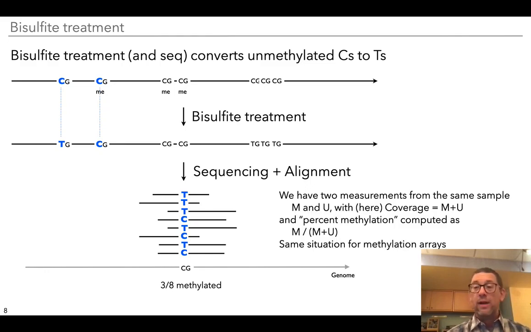Note here that we have two measurements from the same sample. We can call them M and U, and here you can think of the total as coverage. This is the number 8, and M is the number 3. And we end up with percent methylation by forming a ratio of these two numbers. This is the same situation with methylation arrays, and in my opinion, is one of the reasons why DNA methylation data, or bisulfite converted data, is relatively well behaved. We can think of these two measurements as an internal control, a control internal to the sample.